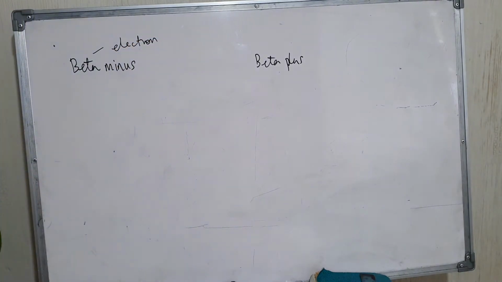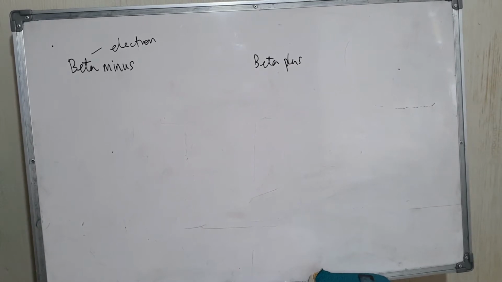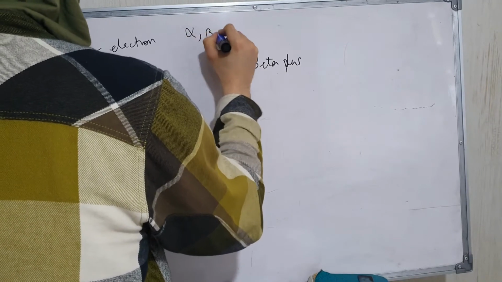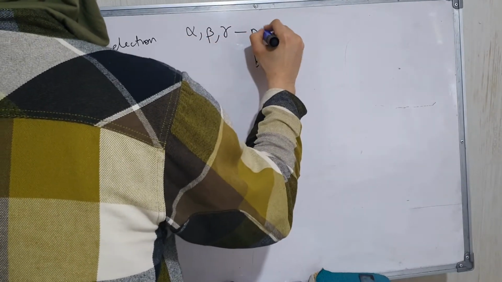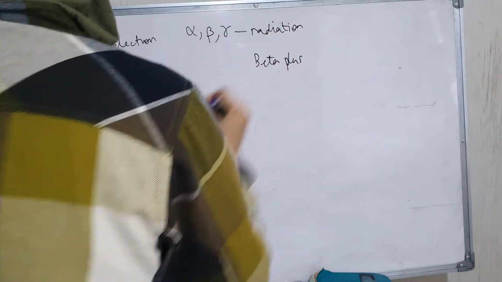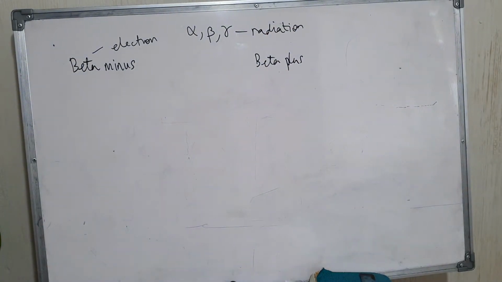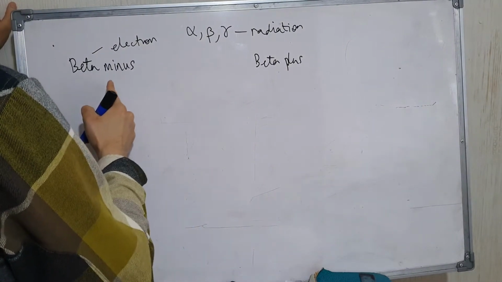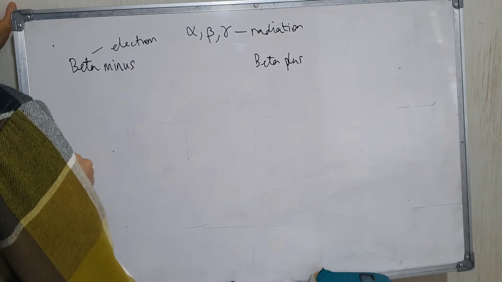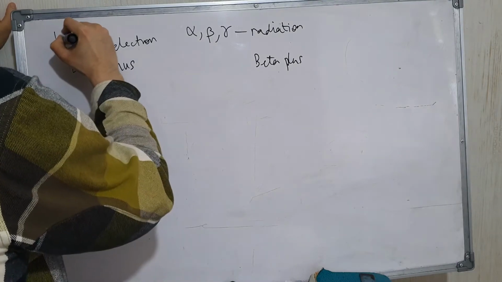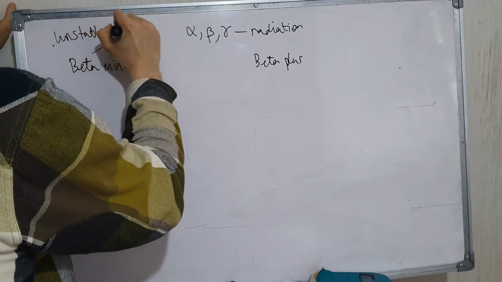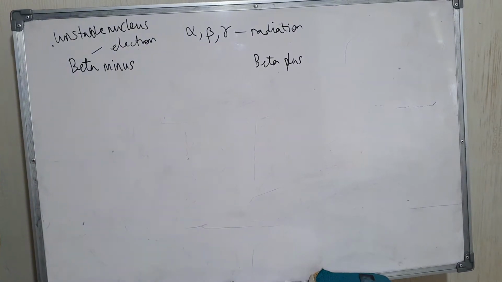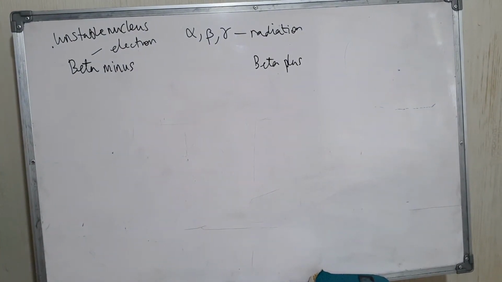Now, if you have an unstable nucleus, it will give off radiation. So if you remember, there's three types of radiation. There's alpha radiation, there's beta radiation, there's gamma radiation. So these are all radiation. So the beta minus is the electron that is given out. Why do we have radiation? What is radiation? If you have an unstable nucleus, it wants to be stable. So it will emit something.